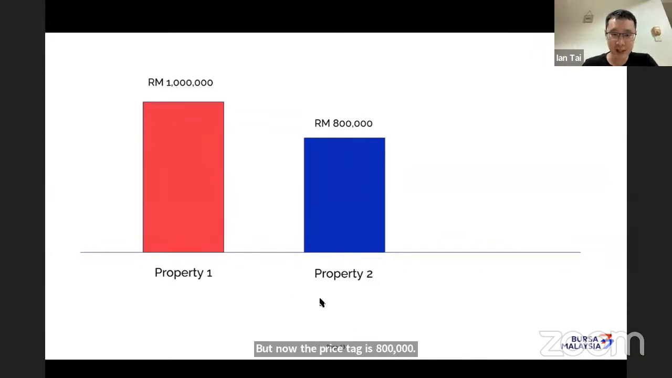So the question is, guys, type in the chat box. How many of you here think that property 2 is cheaper than property 1? Say yes if you believe that property 2 is cheaper than property 1.